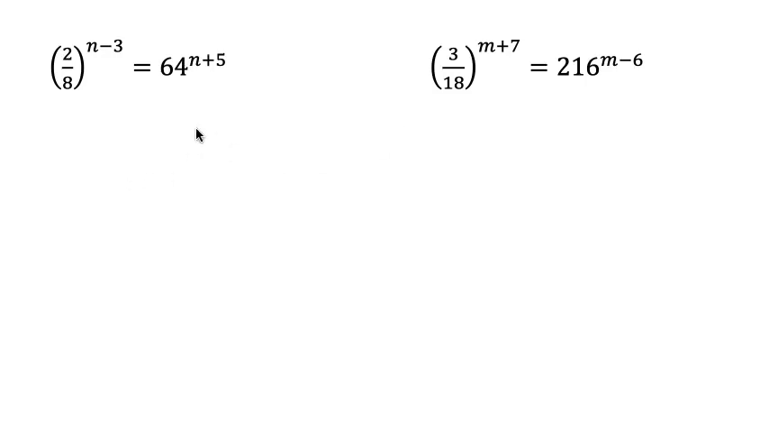All right, same idea here, but we'll be stepping it up a notch. In a situation like this, the first thing we should do is simplify this fraction. So 2/8, we'll divide the numerator and denominator by 2, so it becomes 1/4.